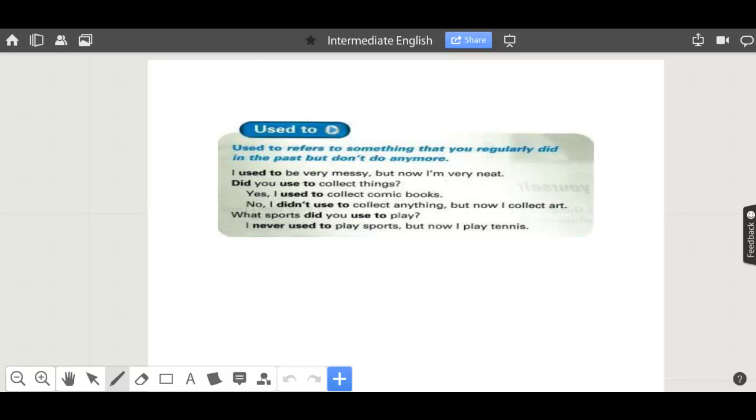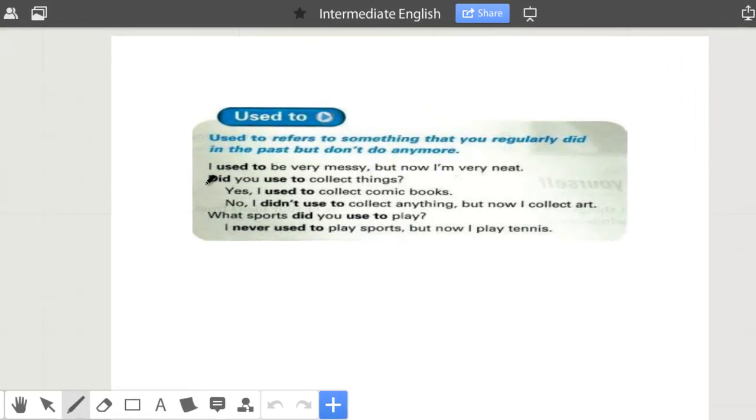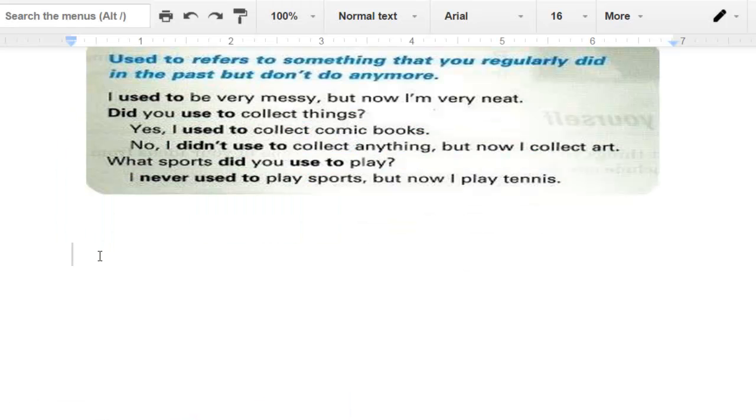As I mentioned previously, what we're going to do in this class is learn how to form questions using used to. We're going to focus on creating yes and no questions, as the one that I'm circling there. Did you use to collect things? That's a yes or no question. And then the way to answer that, yes, I used to collect comic books, or no, I didn't used to collect anything. And also we're going to learn how to create those WH questions with used to. Let me start by presenting the structure.